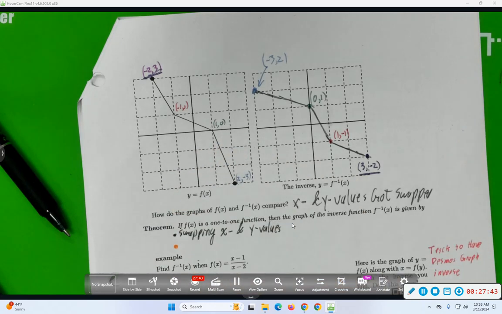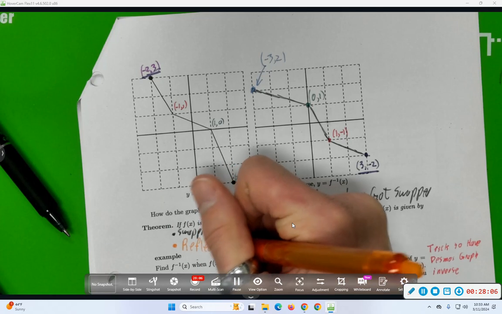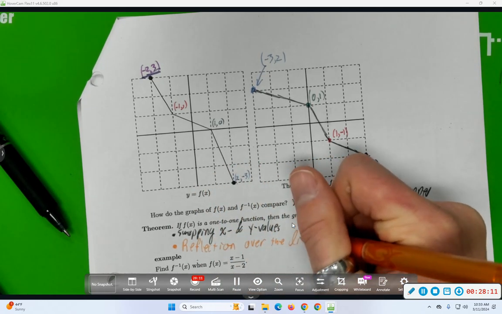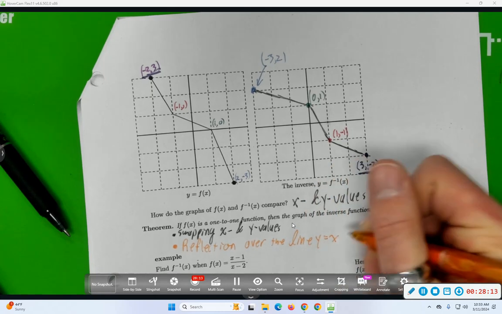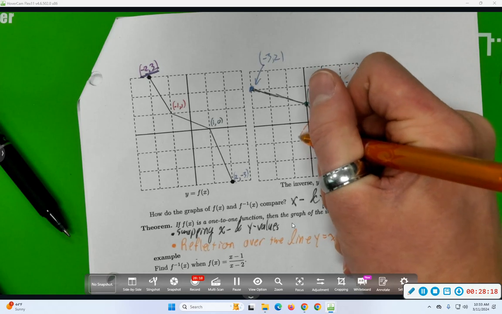Just like how, if you have the graph of f of x, how do you get the graph of f of negative x? You reflect over the y-axis, or you just put a negative sign in front of all of the x coordinates. Same thing here. So there's the what-to-do-to-addresses thing. You can also do this by reflection. You can get that by reflecting over the line y equals x.